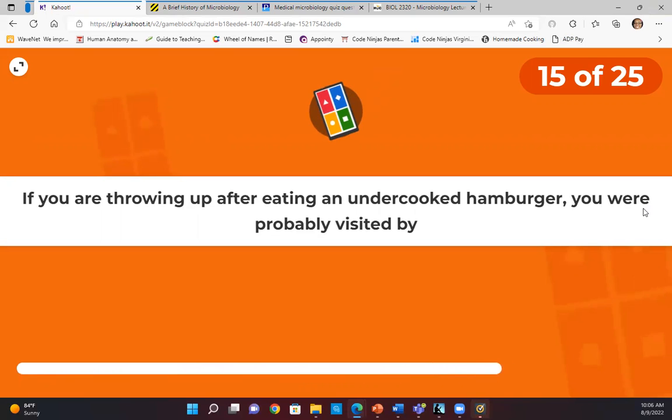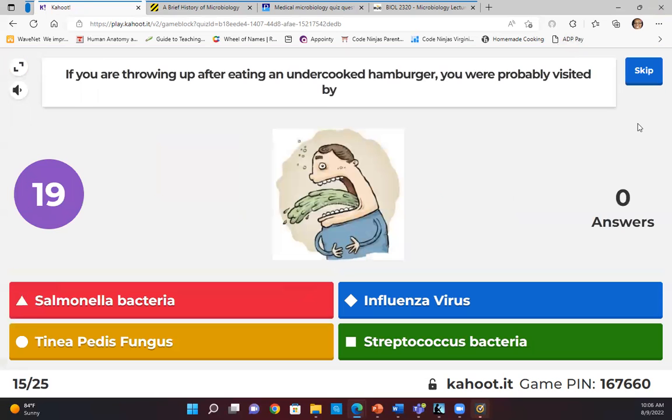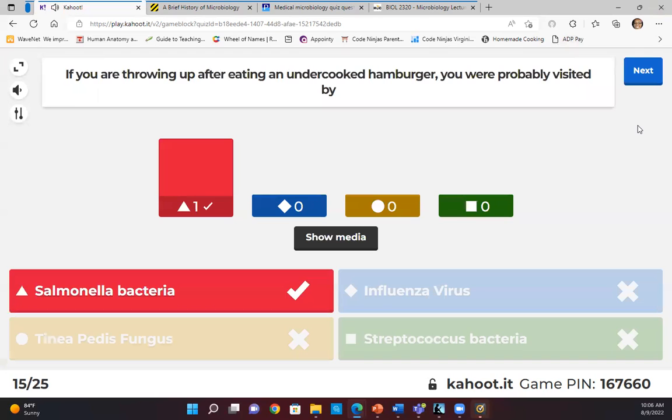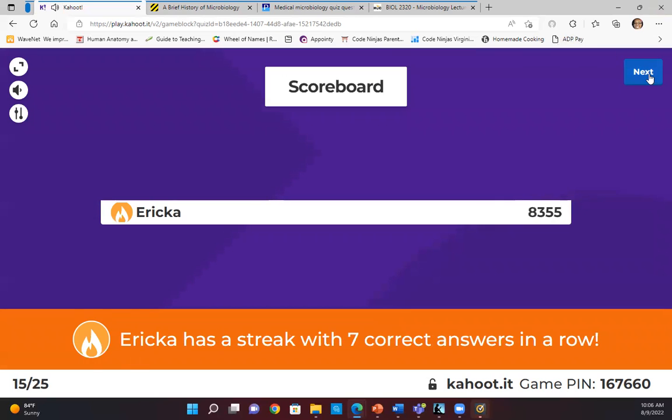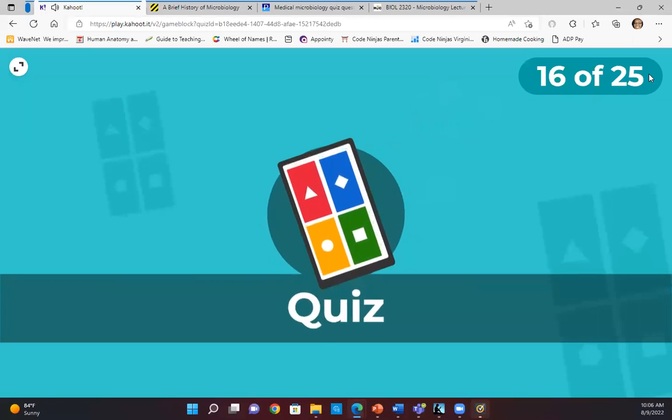So if you're throwing up after eating an undercooked hamburger, you were probably visited by Salmonella bacteria, influenza virus, Taenia pedis fungus, or Streptococcus bacteria. Yes, Salmonella bacteria, right? So that's why we should properly prepare our foods. They should be well cooked.